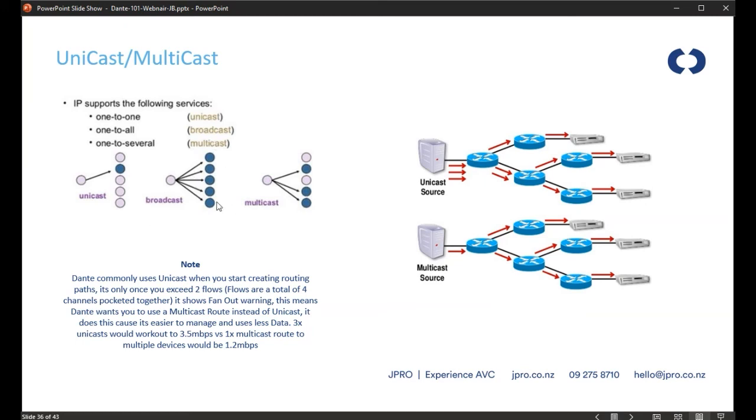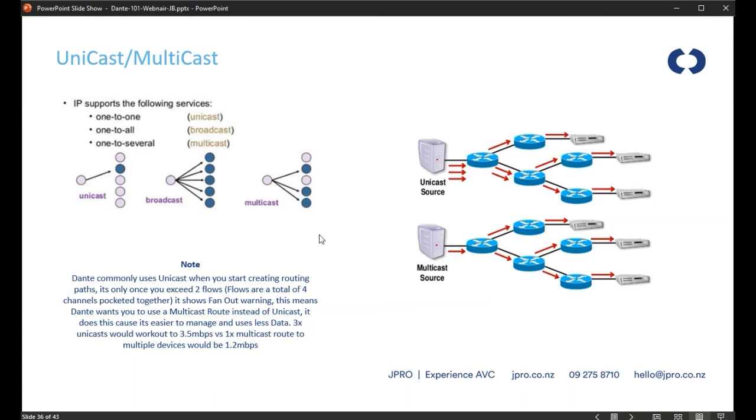Broadcast, which is not part of how Dante normally operates, will send audio to all places. Multicast is where it will send the audio from one device once to multiple locations that requested it. So for these devices here, devices 2, 4, and 5 will receive the audio, the others will not. In other words, those devices will not receive any load.